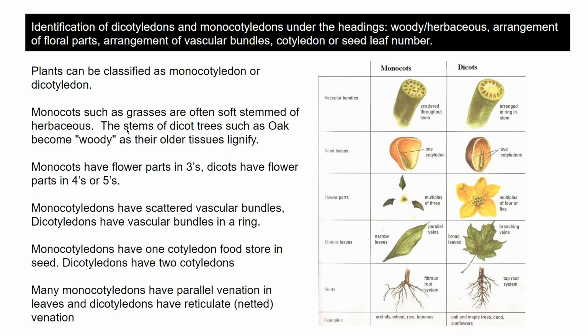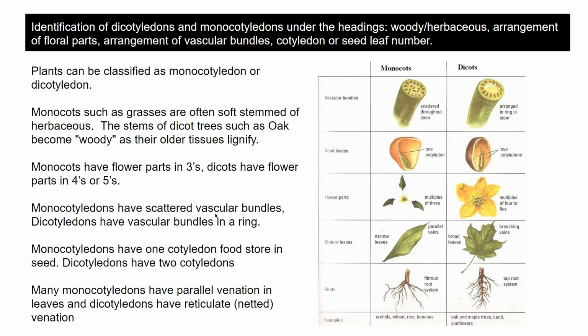Okay, now other differences. Monocots such as grasses are often soft-stemmed or herbaceous. The stems of dicot trees such as oak become woody as their older tissues lignify. Okay, so dicot plants can become larger and wider and more woody. Monocots have flower parts in threes and sixes. Dicots have flower parts in fours or fives. So if you were to count the number of petals, okay, there's 3 petals in that plant. Okay, it's a monocot. There's 5 petals in this flower. It's a dicot.